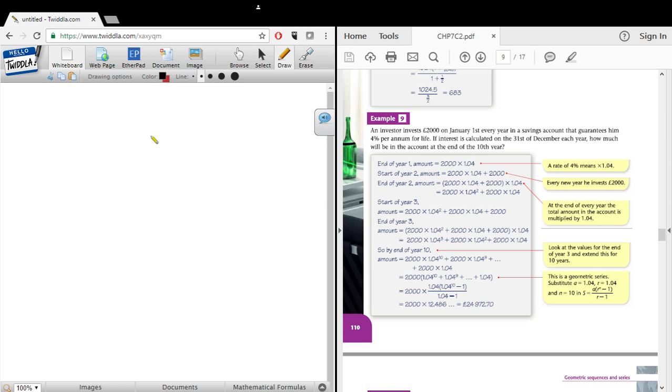Let's just extract the data that we need. So an investor invests £2,000. So his initial investment, in this case we could say A, is 2,000. And it guarantees him 4% per annum. So 4% per year, per annum.